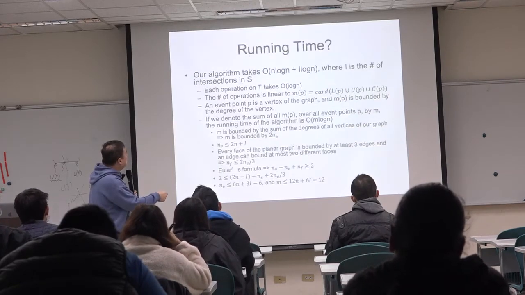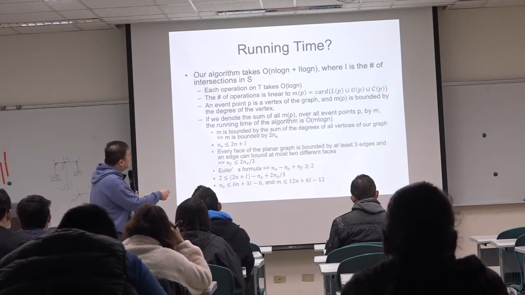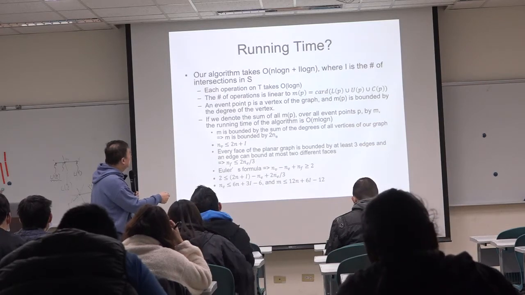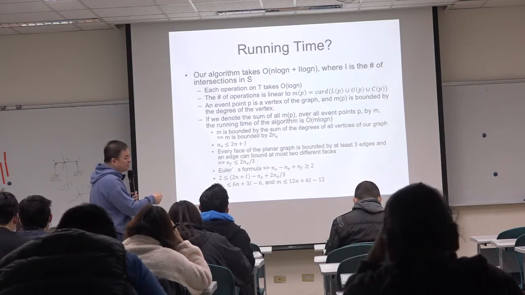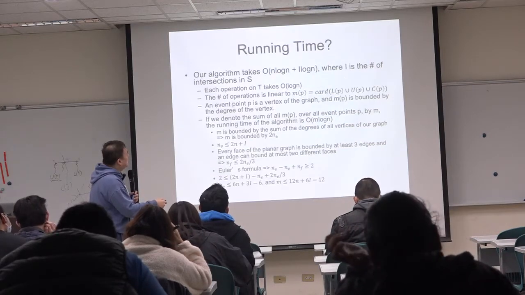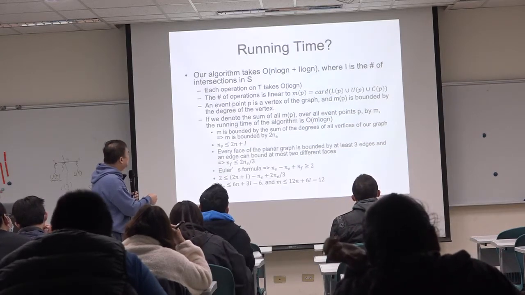The complexity is O(n log n + I log n). Here, n represents the number of line segments, and I represents the number of intersections in S.